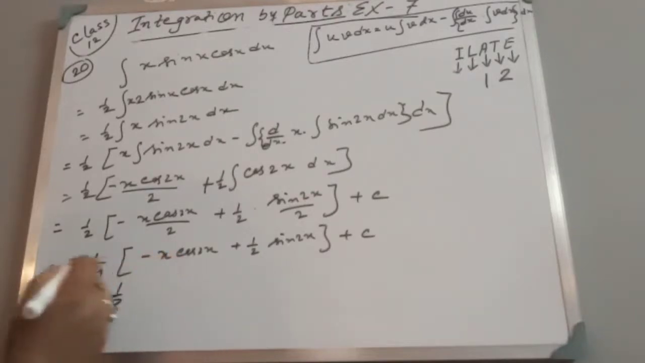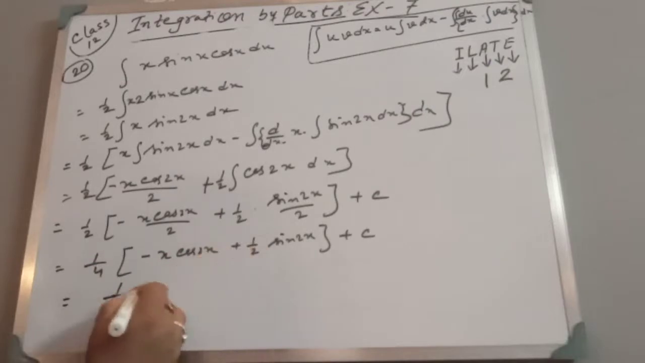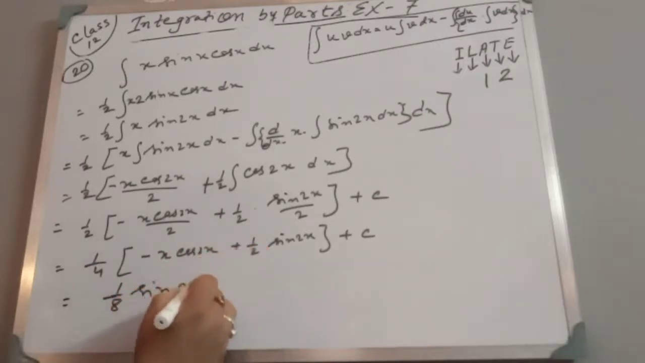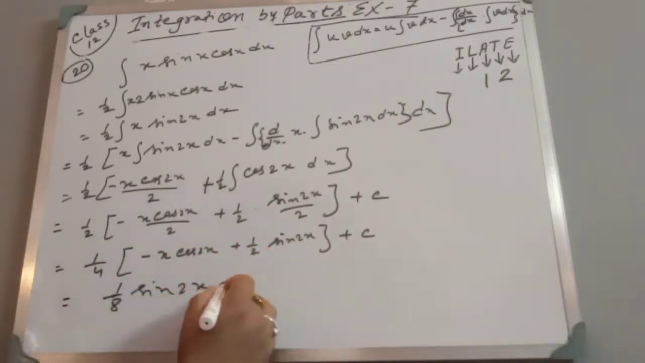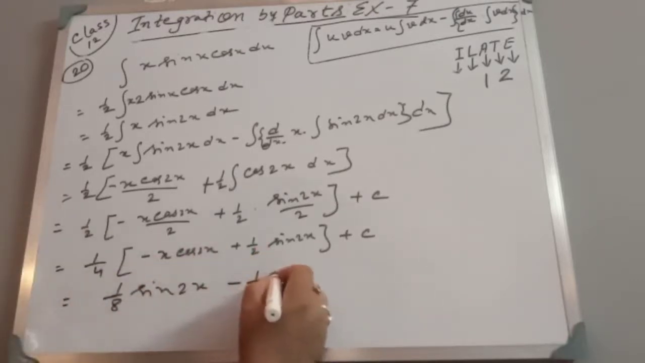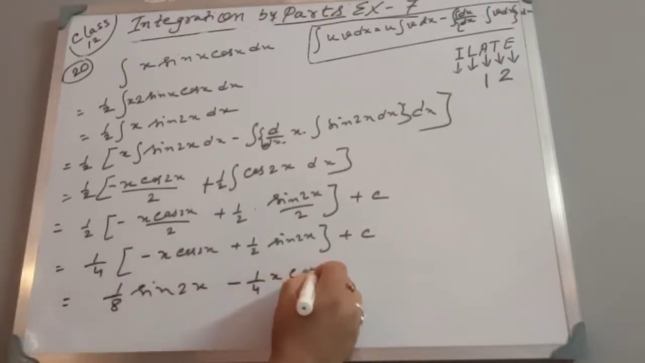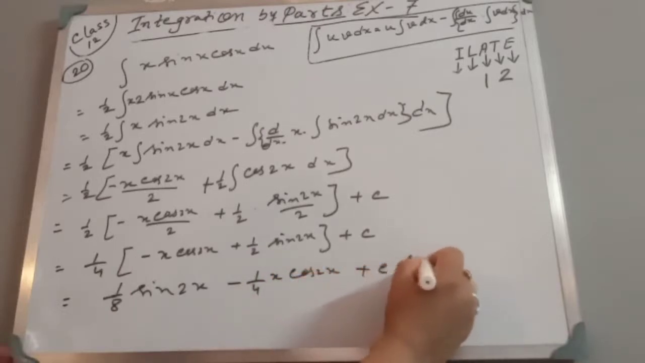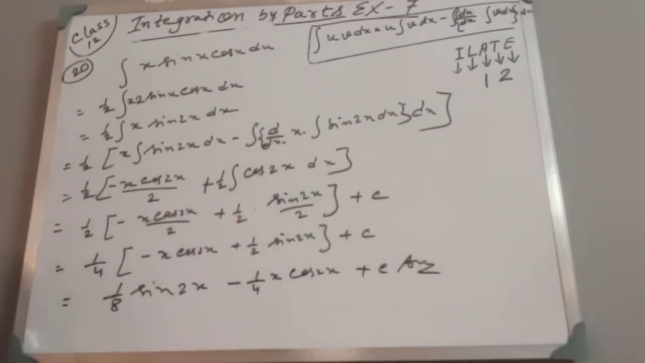Or we can write this as 1 by 8 sin 2x minus 1 by 4 x cos 2x plus c. This will be the answer. This is sum number 20. Next we will do sum number 22.